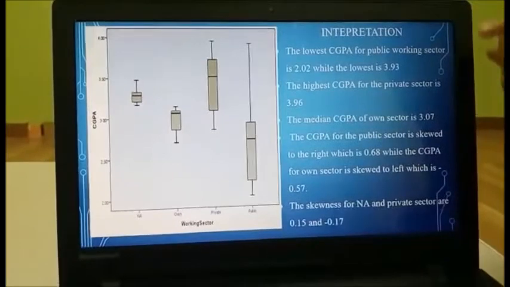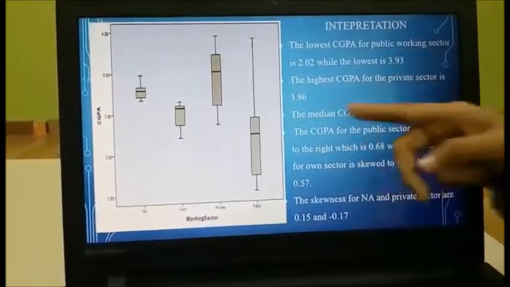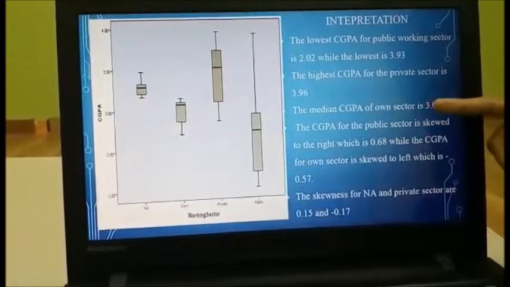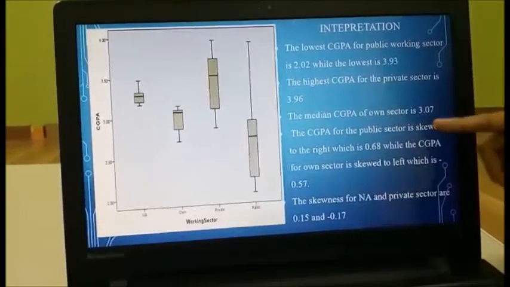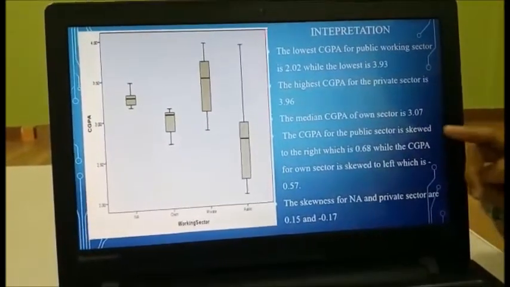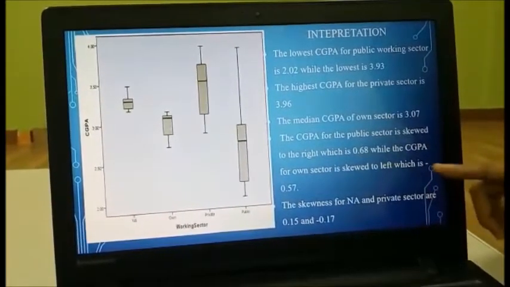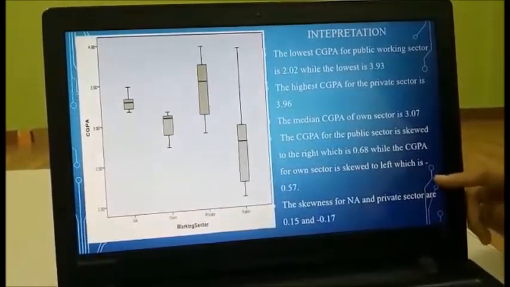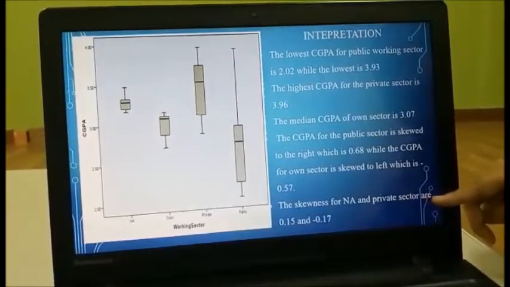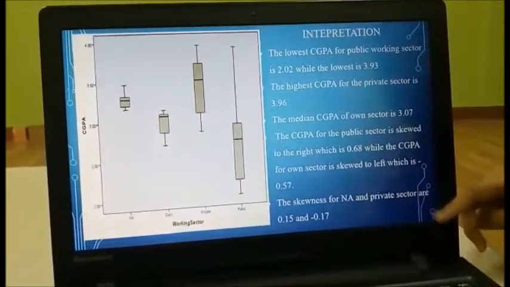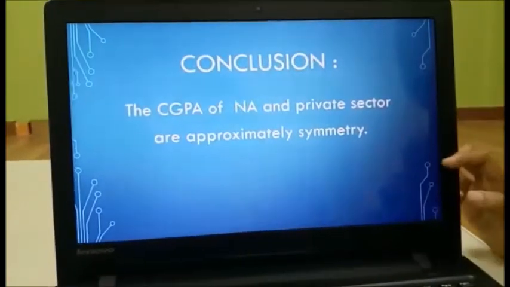Okay, the highest CGPA for the private sector is 3.96 and the median CGPA of all sector is 3.07. The CGPA for the public sector is skewed to the right, which is 0.98, while the CGPA for all sector is skewed to the left, which is negative 0.57. The skewness for NA and private sector are 0.15 and negative 0.17. So the conclusion, the CGPA of NA and private sector are approximately symmetric.